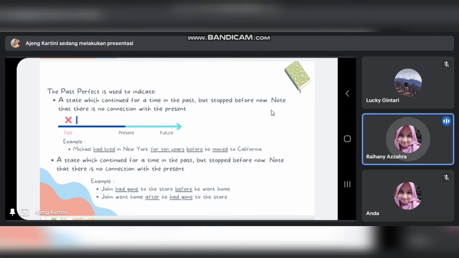The past perfect is also used to indicate a state which continued for a time in the past but stopped before now. Note that there is no connection with the present. For example, Michael had lived in New York for 10 years before he moved to California. And next, a state which continued for a time in the past.